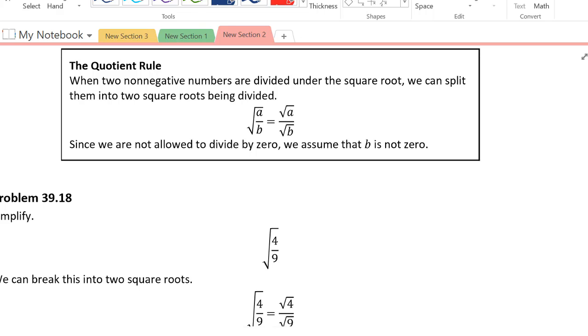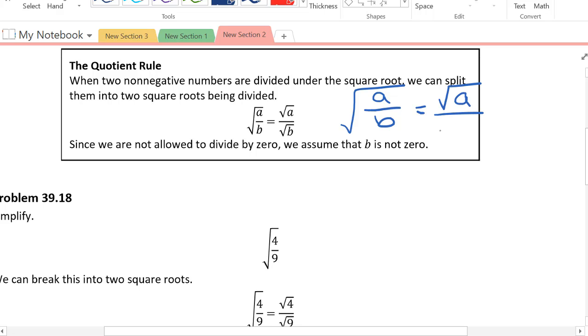Basically, the quotient rule is similar to the product rule, which says that if I have two things dividing each other, I can split it up. I can give each of them their individual square roots. Remember, this separating of roots only applies if it is multiplication or division. Addition, subtraction, you can't do that. You can't split it up. Okay, let's look at an example.